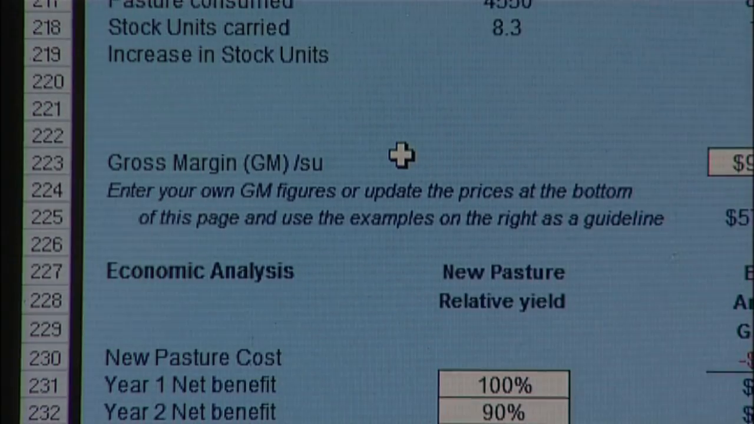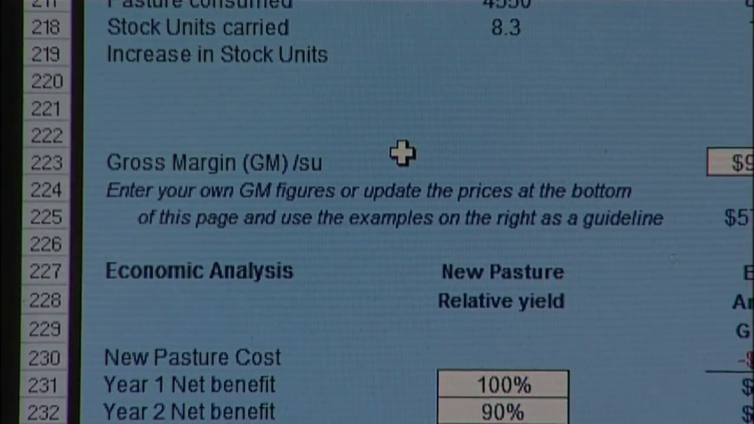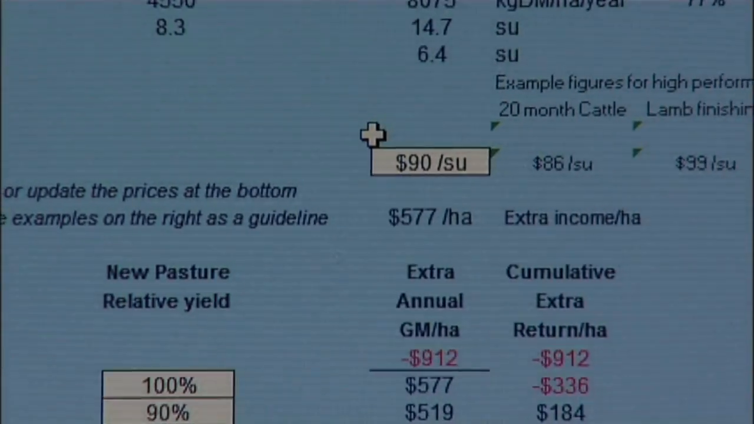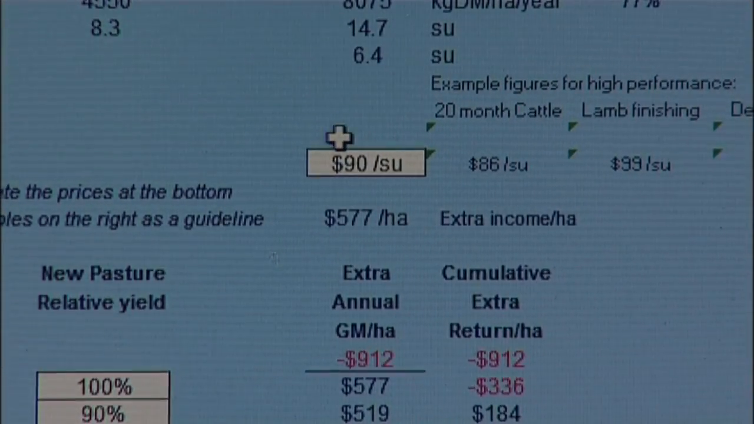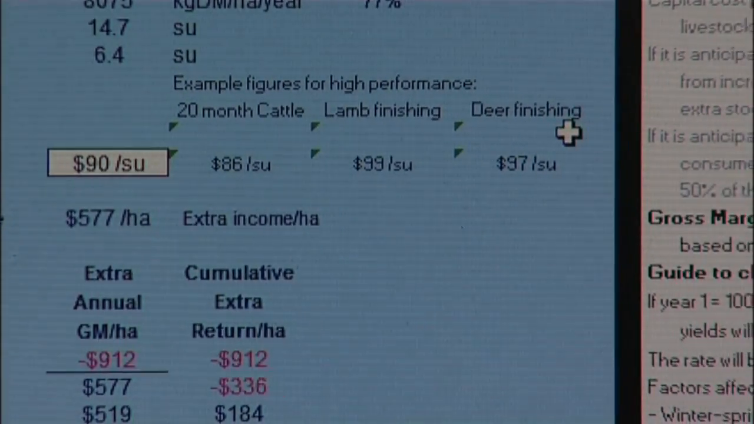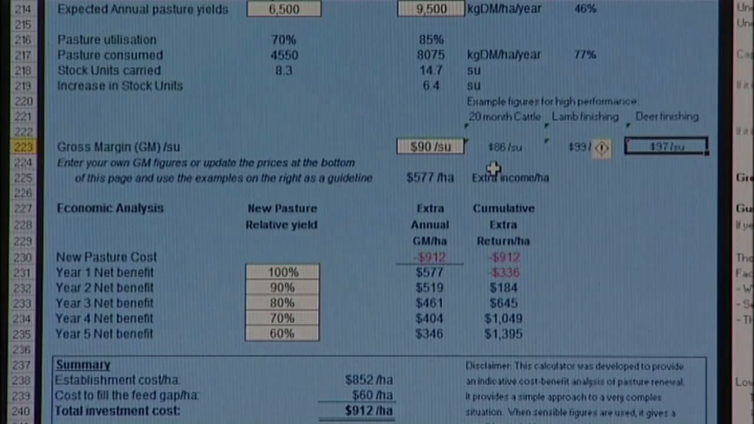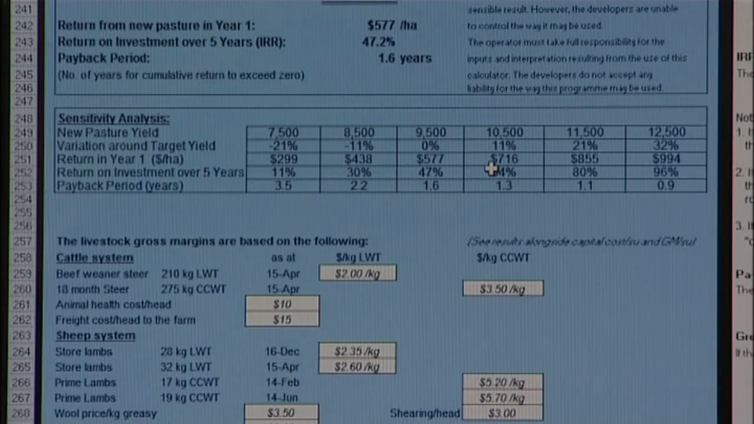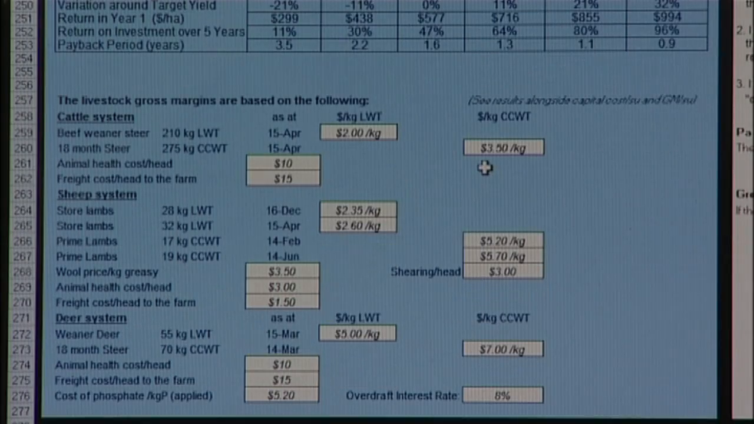The gross margin per stock figure is preferably an actual figure based on your farm performance. However, if you do not have this information, then you may be guided by the example figures provided on the right side of the box. As income and costs vary over time, the input figures for these gross margins can be updated if required by scrolling to the bottom of the page.